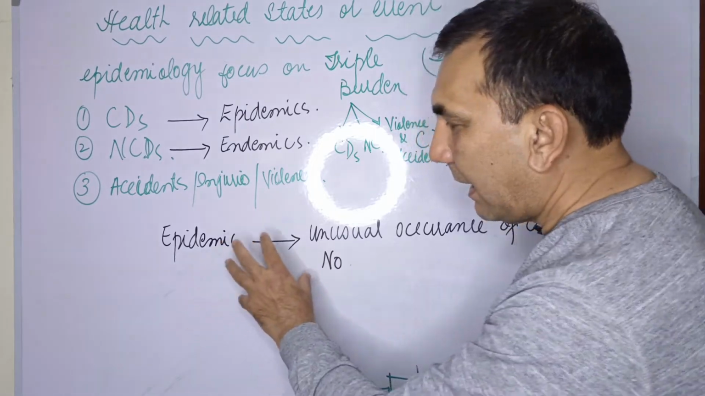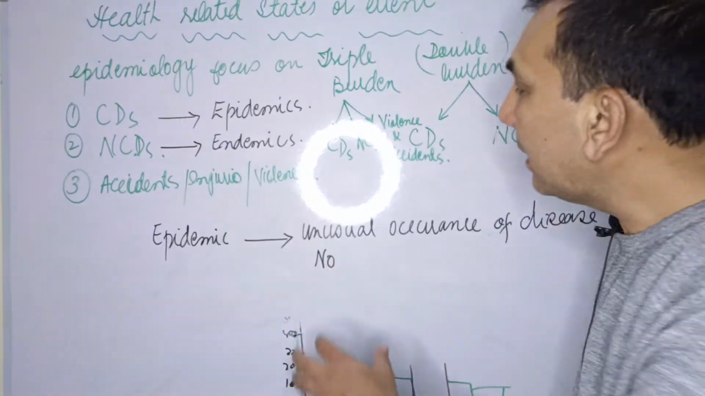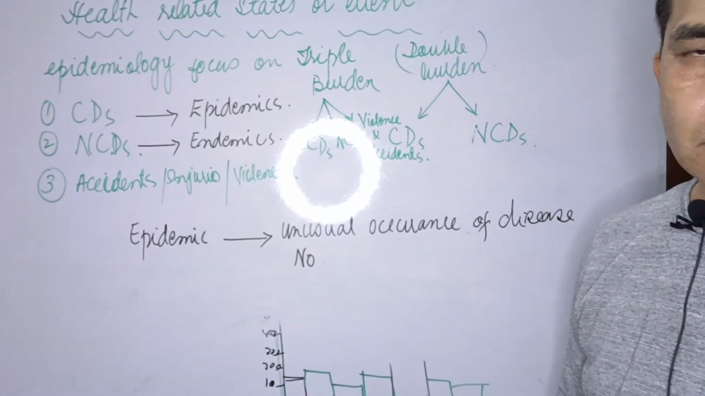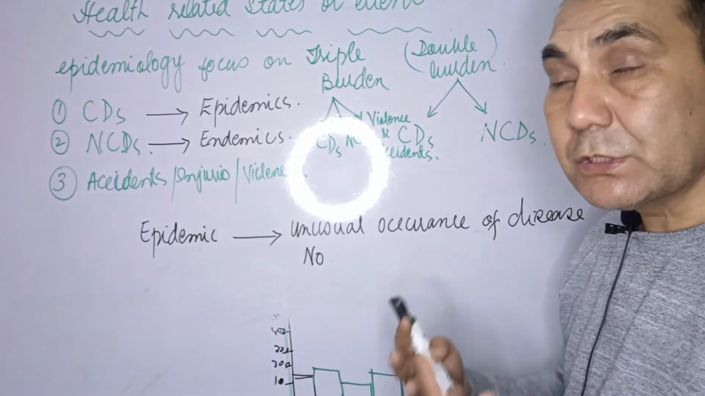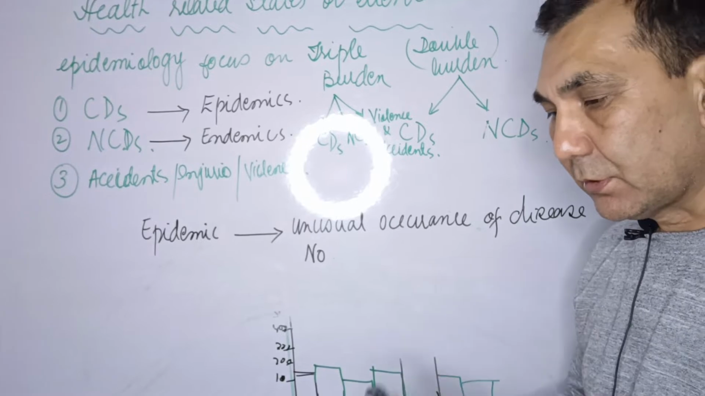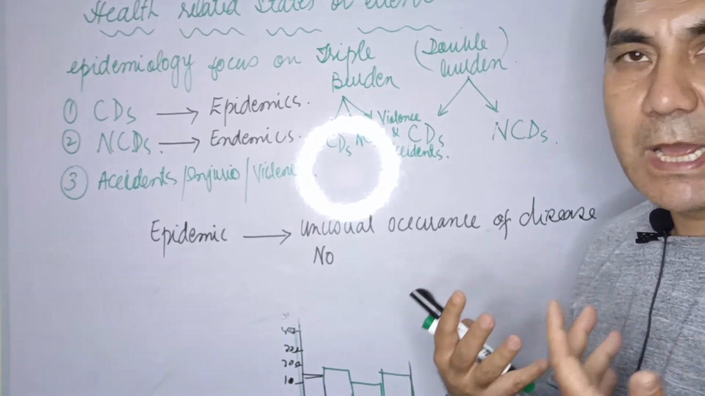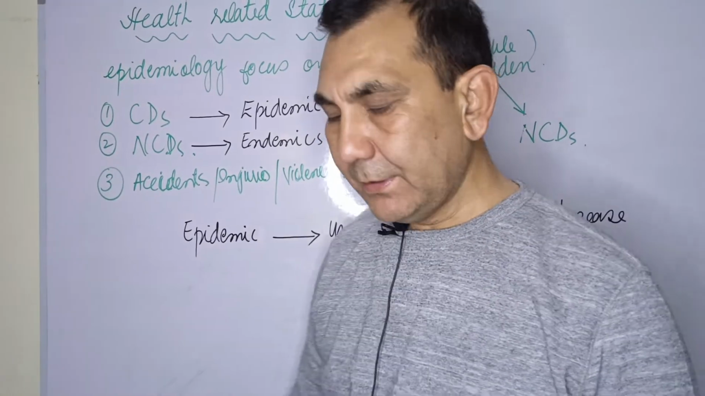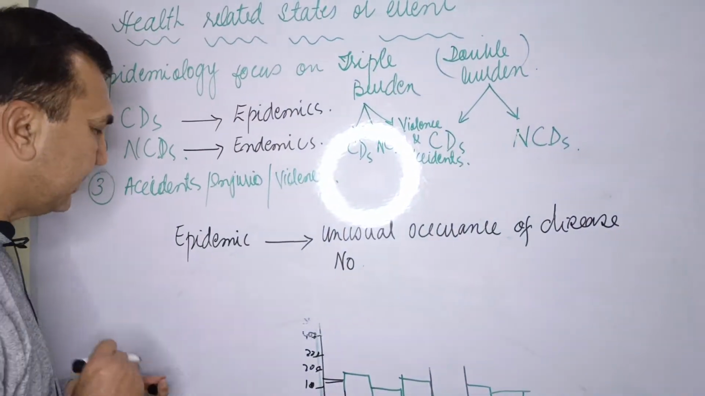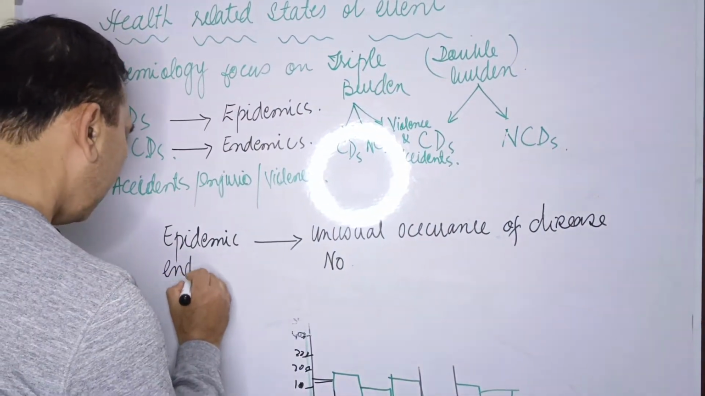The epidemic mostly happens in the communicable diseases. It is not in the non-communicable. Mostly the epidemic term is used in communicable diseases. And the second term is called the endemic.